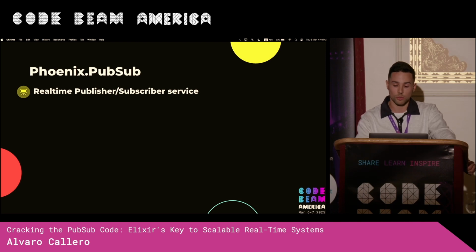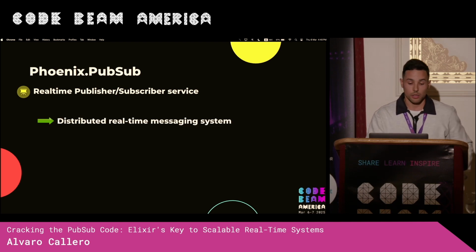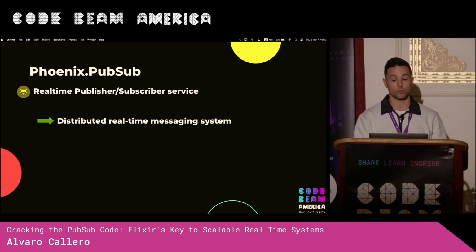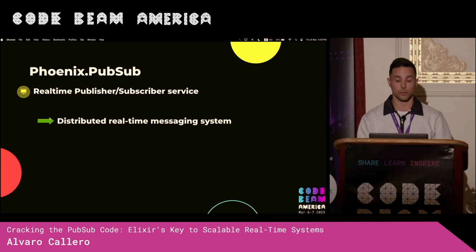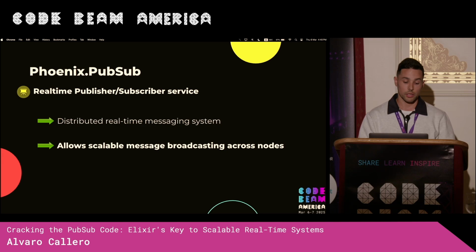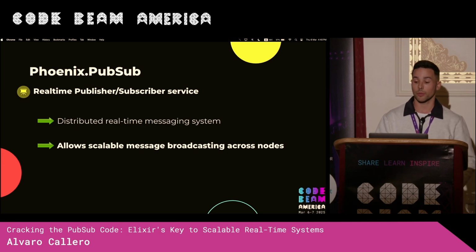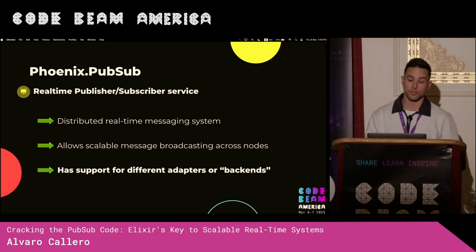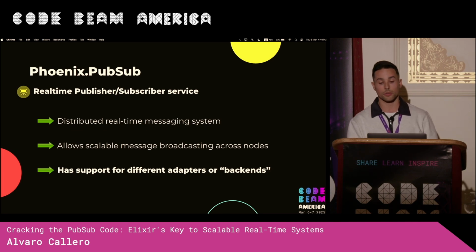So we can use this to use PubSub. It is a distributed real-time messaging system which enables the process to send messages, to broadcast messages, and also to subscribe to topics. It allows scalable message broadcasting across nodes, which is crucial and vital in real-time systems, for example, in system alert, in live updates, or for example, when we are creating a chat. And also, it has support for different adapters or backend.